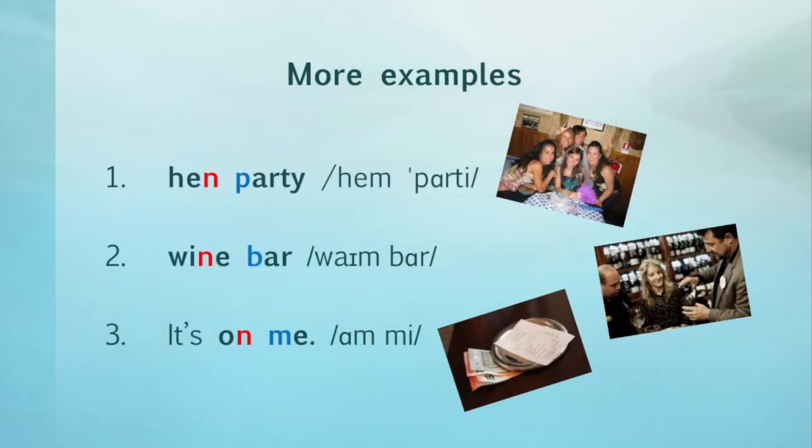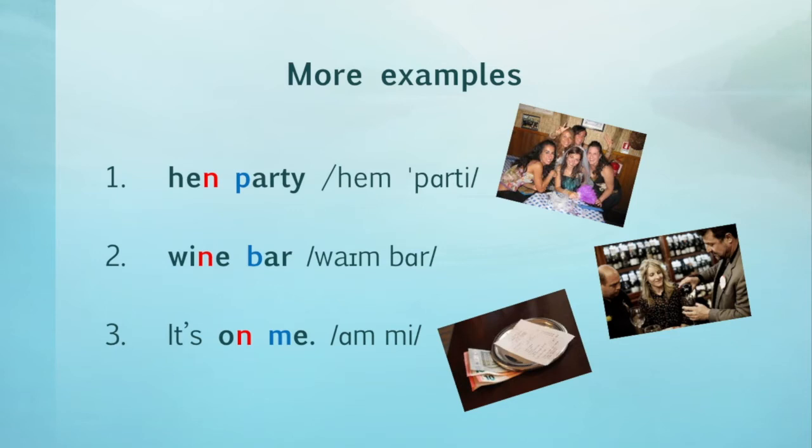Here are a few more examples. Number one, instead of hen party, you might hear hem party, which is a British term for the celebration for a woman about to be married, and it's usually only attended by women. The US term for this type of party is a bachelorette party.